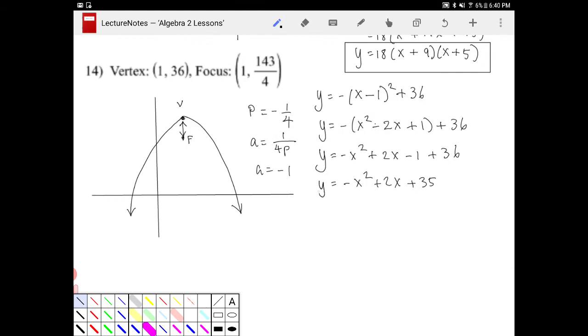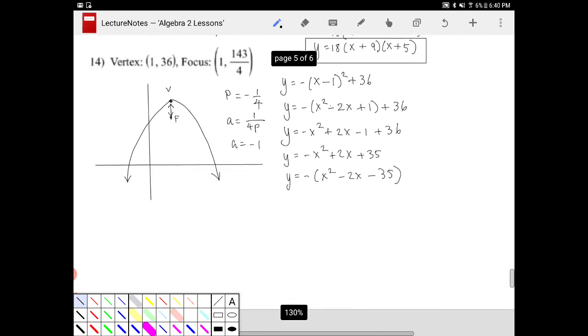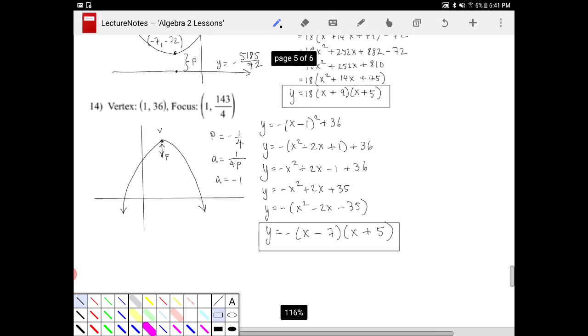I do not like the leading coefficient being negative, so I am going to factor that out one more time. So I get x squared minus 2x minus 35. Now, are there two numbers that multiply to negative 35 but add to negative 2? There certainly is, and that is x minus 7 and x plus 5. And here you go. This is the equation of the parabola in intercept form.